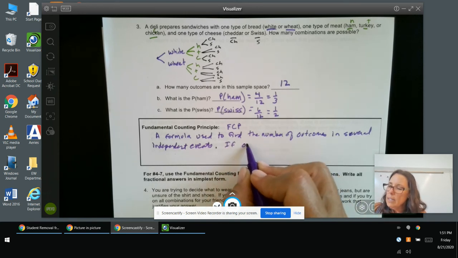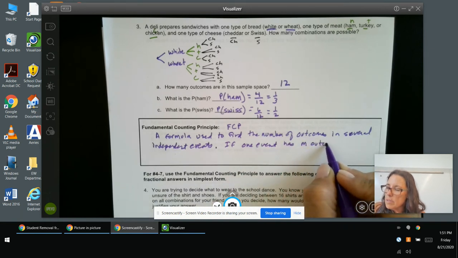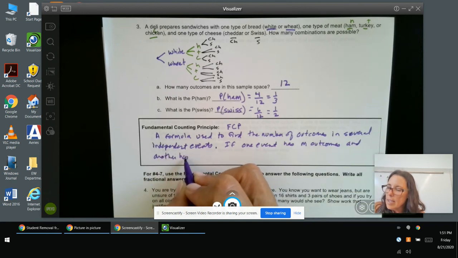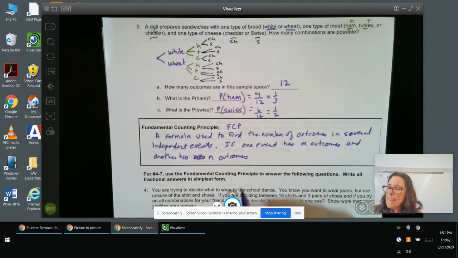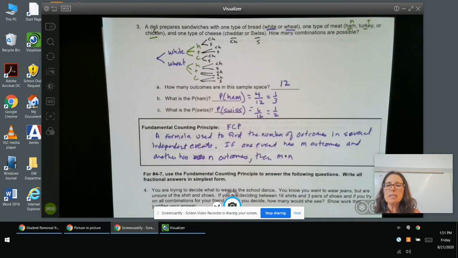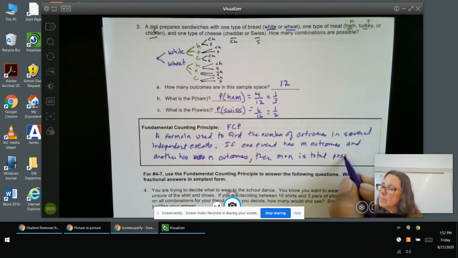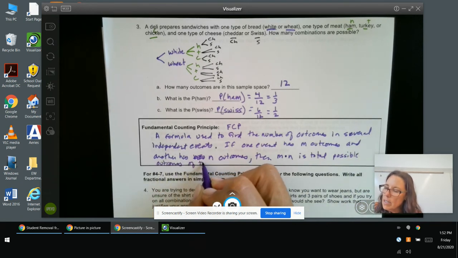If one event has M outcomes and another has N outcomes, then M times N, that little dot means times, is the total possible outcomes of the events together.